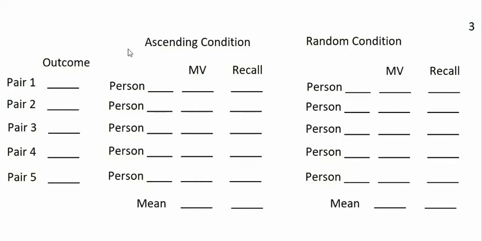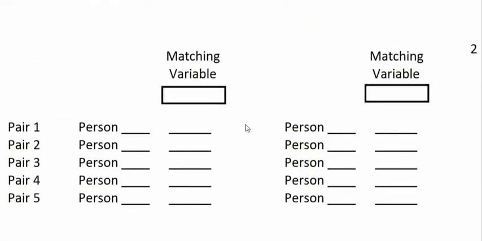So let's say you flip the first coin and it lands on heads. You would write heads right here. And if it's heads, that means that the left person in the pair goes to group 1 and the right person goes to group 2, which in this pair would mean person 1 on the left goes to ascending, person 5 on the right goes to random.